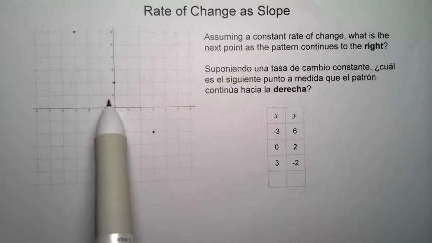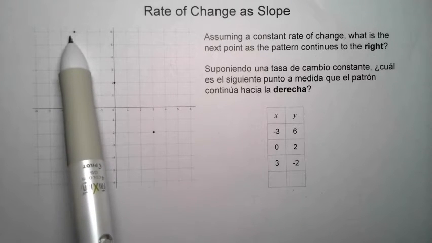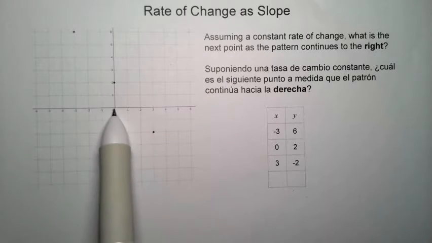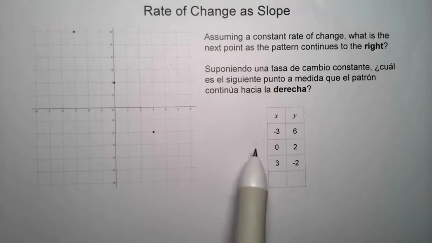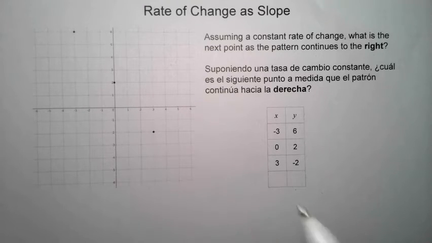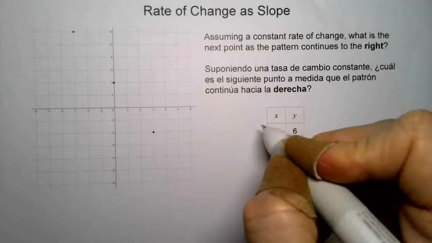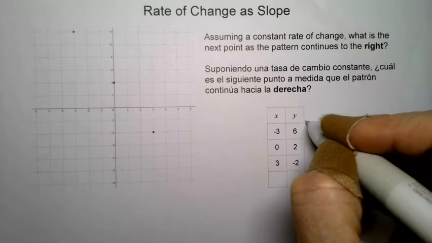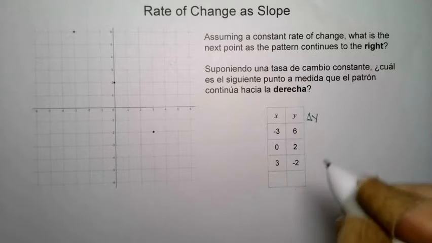So this point right here is at -3, 6. This point right here is at 0, 2. And this point right here is 3, -2. And so when we did rate of change, we looked at the change in x and the change in y.